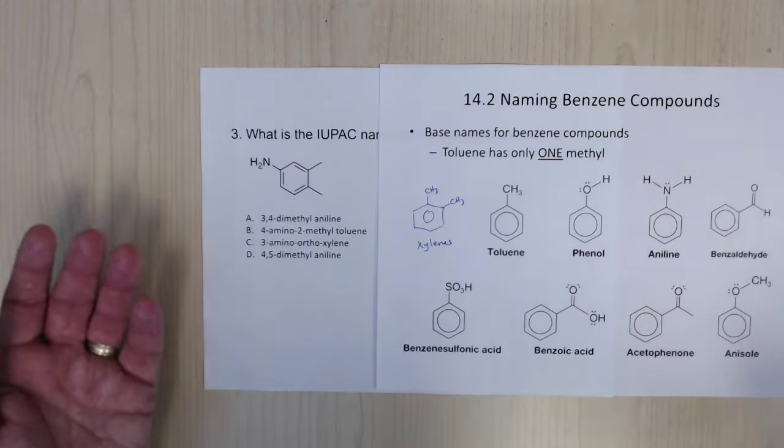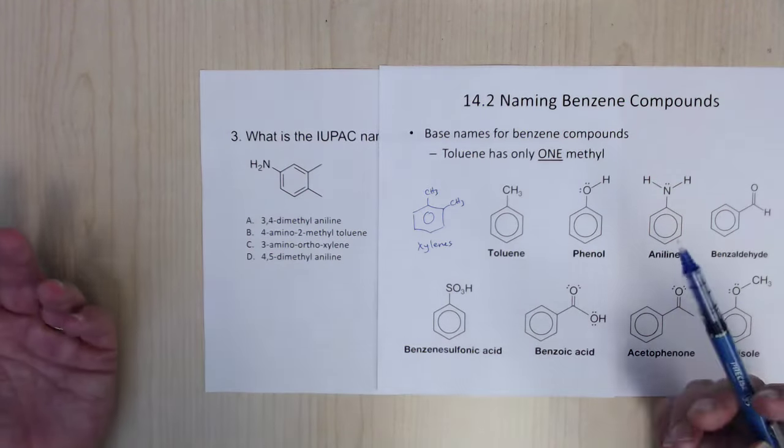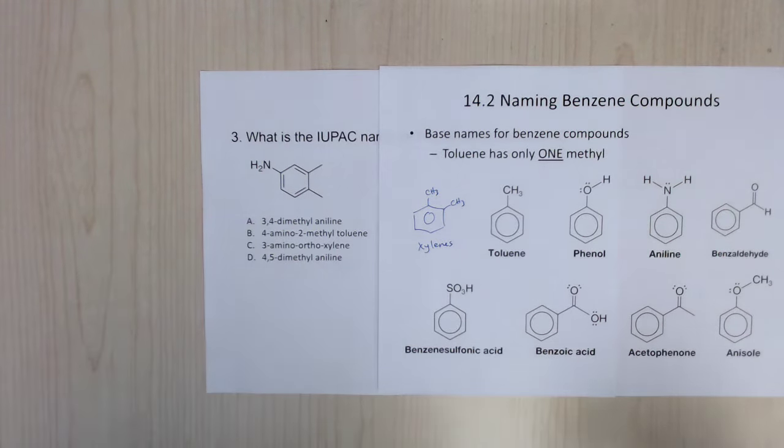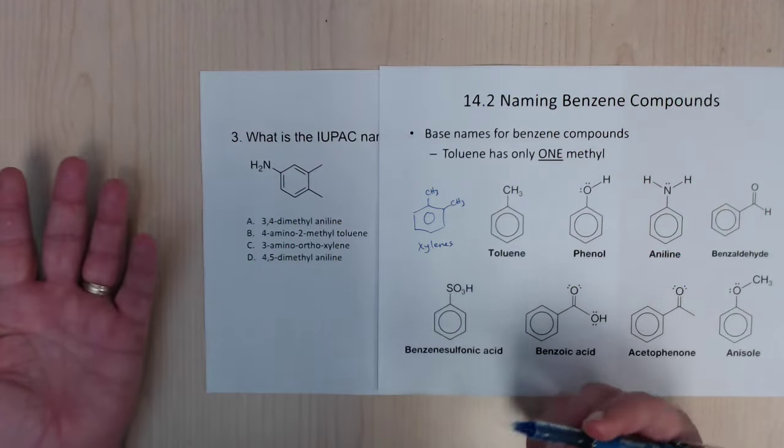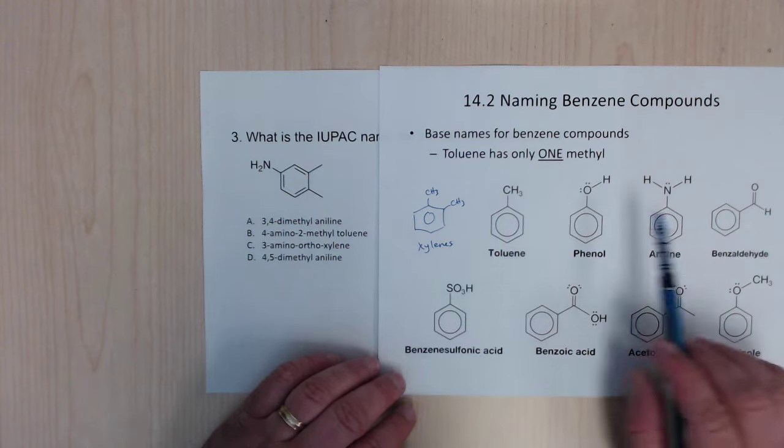So now, if you don't have one of these base names, so let's say you have a chlorine and a bromine on there, right? That's not one of the base names. That makes the base name just benzene. Okay, stuff like that. But for this one, you need to know these.